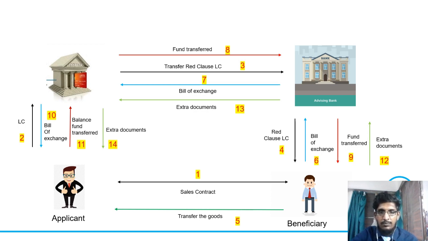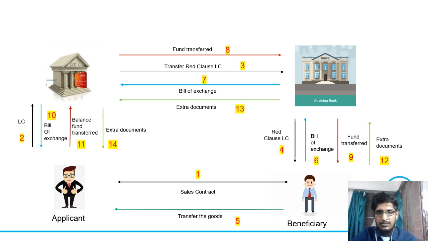The sixth process is after the goods are shipped, the exporter presents the documents, which is the bill of exchange or draft, to the advising bank. The seventh process is the documents will be forwarded to the issuing bank by the advising bank. The eighth process is the issuing bank will provide funds to the advising bank. The ninth process is the advising bank will receive the funds from the issuing bank and forward them to the beneficiary. And the tenth process is the documents received by the issuing bank will be sent to the applicant.